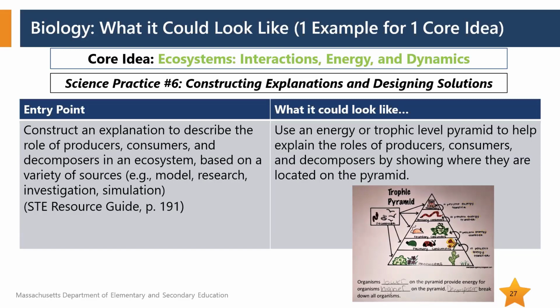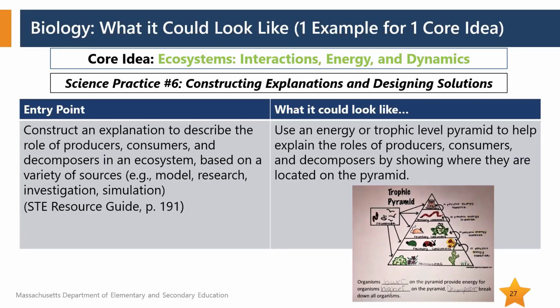These are just some examples because the high school is a little more difficult. You may have to spiral back to lower grades. Remember, their grade spans are available to you. That's perfectly fine, but we're trying to show you a higher level at the high school level of what could be done. In this case, they're going to construct an explanation to describe the role of producers, consumers, and decomposers in an ecosystem, and that's based on a variety of sources.